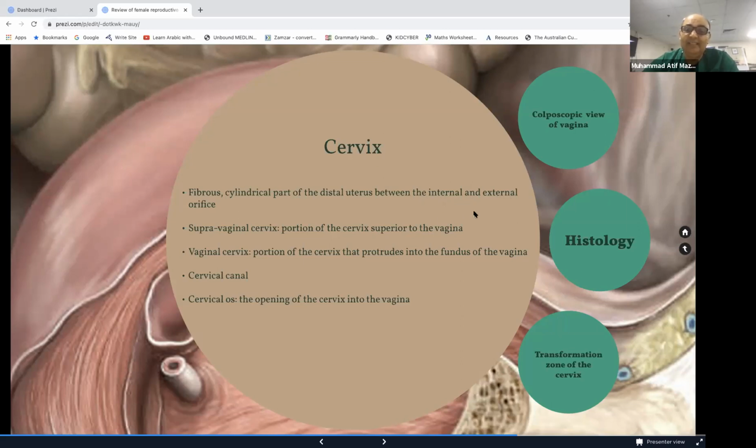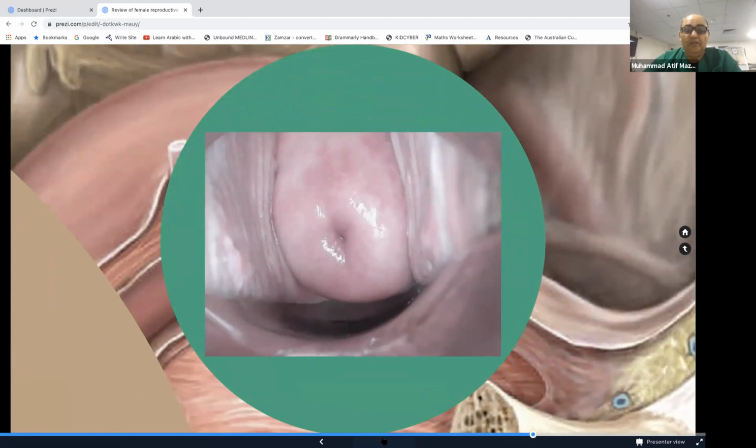So the cervix begins with the internal os and ends as the external os, and it's the lowermost dependent fibrous cylindrical part of the female genital tract. And then there is a canal, and these are the os. Now when we look at this cervix with the help of a colposcope, we can have an image like this. An instrument has been passed through the vagina, and you can see this is the external os, and this is a human cervix.